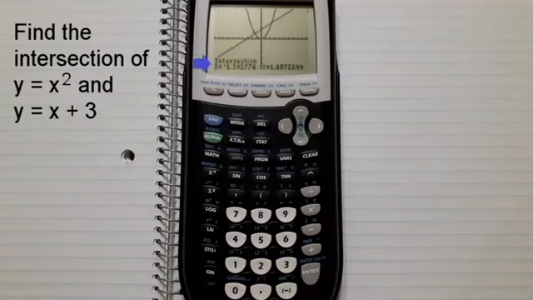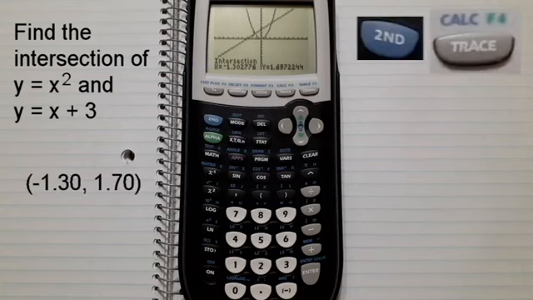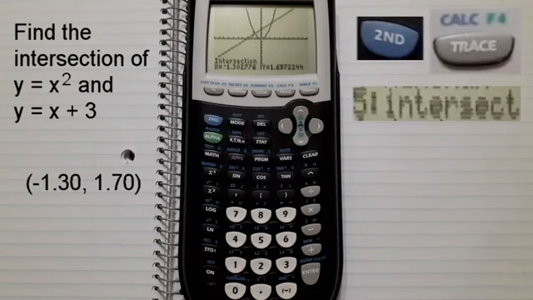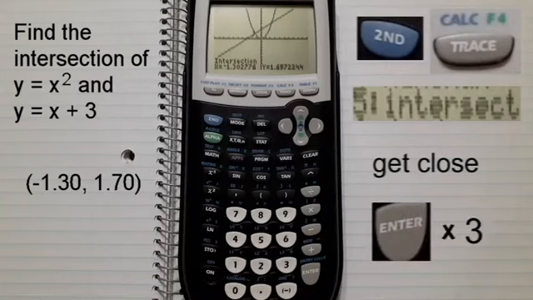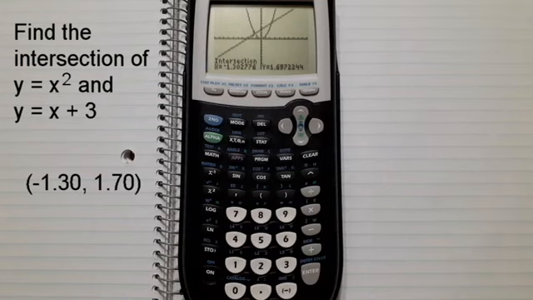And there's our intersection. Our 2 functions intersect at approximately -1.30, 1.70. And all we had to do was second calc, intersect, move the cursor close to the intersection, and hit enter 3 times. You'll know you're done when the calculator says intersection on the lower left corner of the screen. Finding an intersection can be a little trickier if you have more than 2 functions on your graph, but we can talk about that in another video.